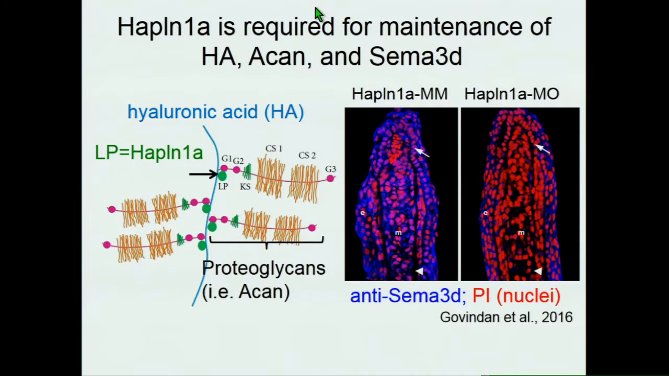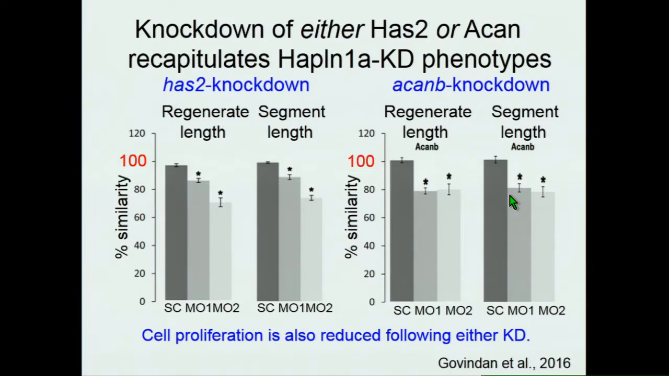Okay, so now looking at Sema3d protein levels in control versus knockdown fins. Sema3d is detected in blue in the mesenchyme of the extracellular space. We see that Hapln1a knockdown leads to a drastic reduction in the levels of Sema3d protein.